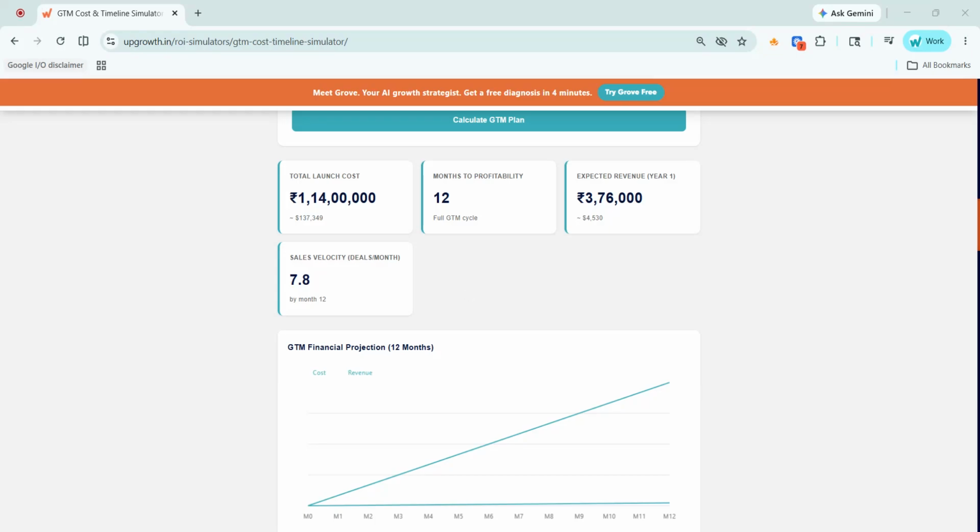And expected revenue in year one is about 3 lakh 76,000 rupees. Projected from your market size, penetration target, and success rate, that figure sits well below your launch cost, which is the tool's most useful signal. At this deal size and this team scale, the math does not yet close, and that is something you want to see before you sign the offer letters, not after. And sales velocity reaches 7.8 deals by month 12, a steady ramp from launch to a healthy monthly run rate.